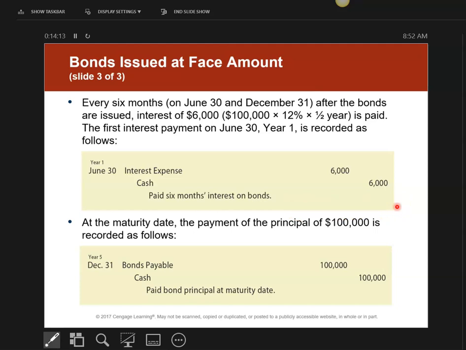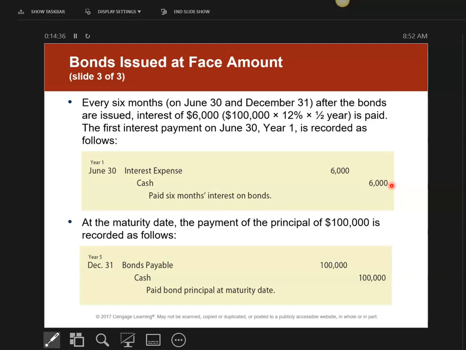Now, I'm going to ask you, what would be the journal entry for the second interest payment? It would be exactly the same every 6 months. It would look like this. Every 6 months, I would send you a check for $6,000. So this would be the first interest payment, the second one, the third, all the way down.